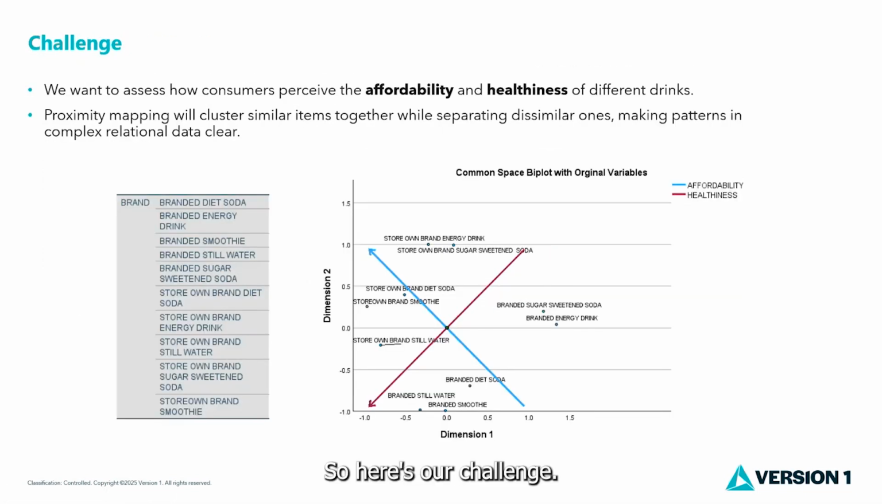So here's our challenge. We want to assess how consumers perceive the affordability and healthiness of different drinks. So we have things like branded diet soda, branded energy drinks, branded smoothies, branded still water, branded sugar sweetened soda, versus all the store-owned brand versions of these drinks. Now, proximity mapping will help us because it will cluster similar items together while separating dissimilar ones. So we can see patterns in complex relational data.